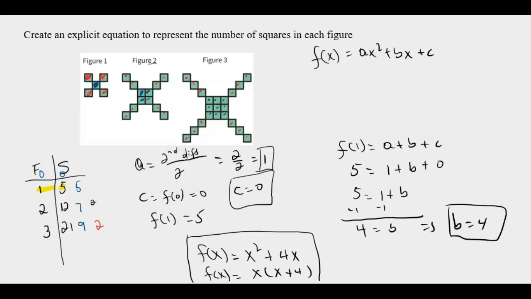Those are both the same thing, so it depends on how you're looking to get the answer. If you want the answer in factored form, then you choose the second one, but both are the answer. I just changed the standard form to the factored form. That's about it.